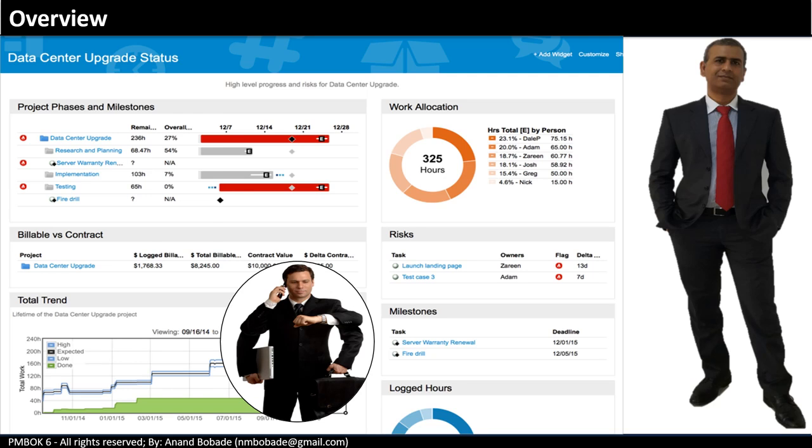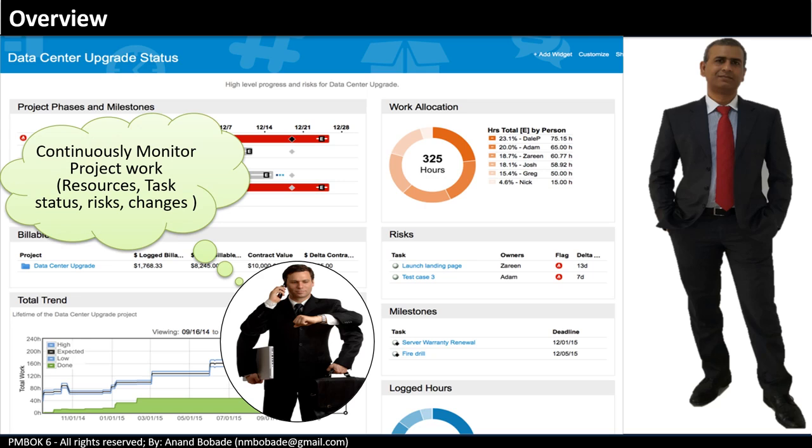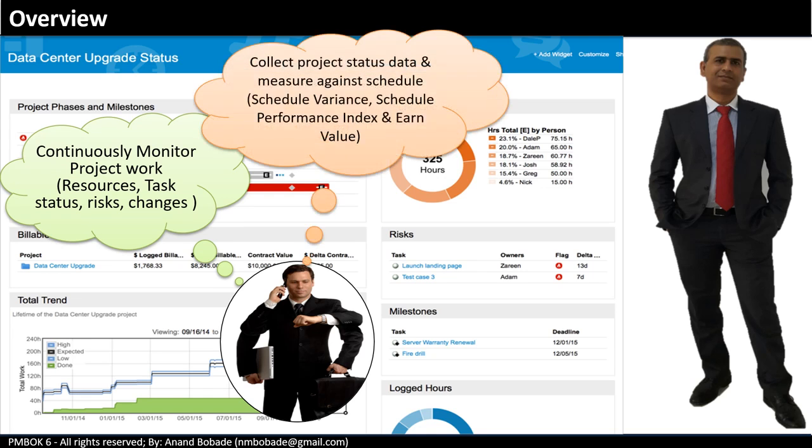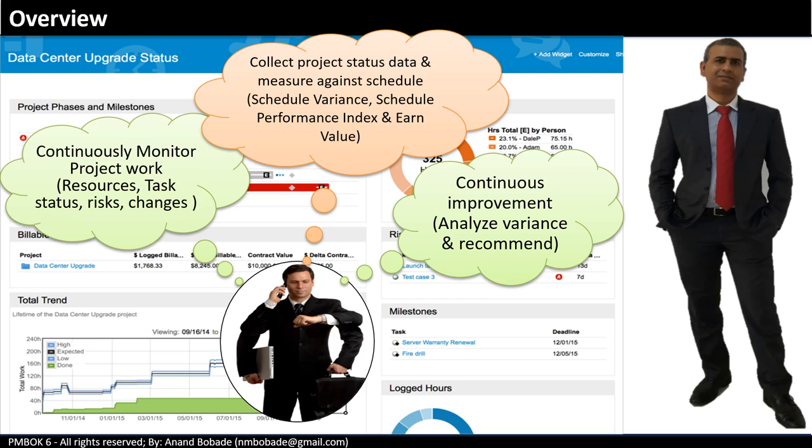It helps by continuously monitoring project work like resources and task status, collecting project status data and measuring it against schedule and cost. That can be SPI and CPI, that is the schedule performance index and cost performance index. Also, it continuously improves by analyzing variances and recommending corrective actions. This is an iterative process which is executed throughout the project life cycle.